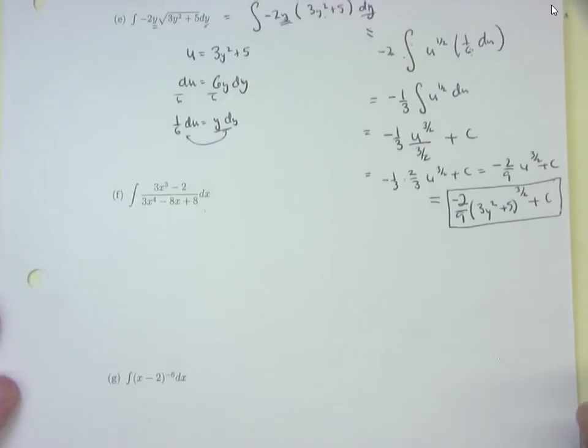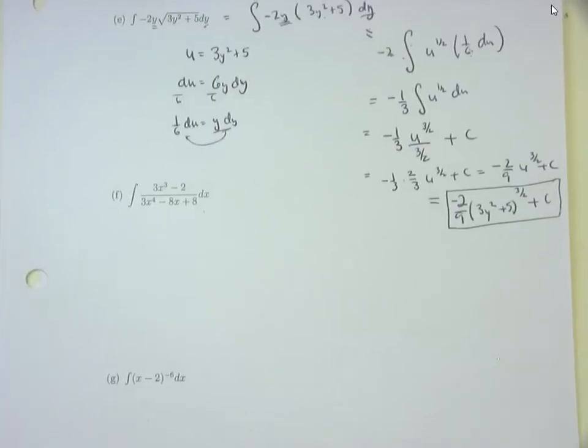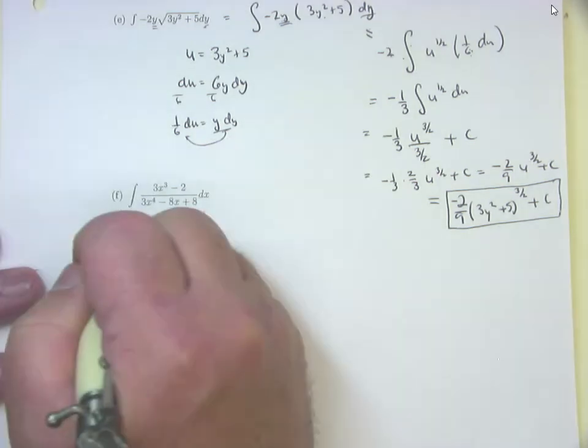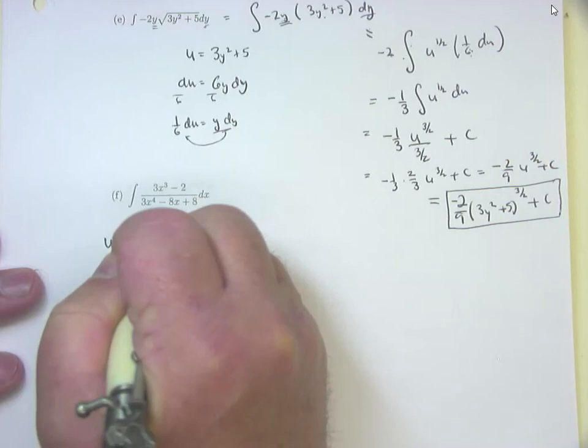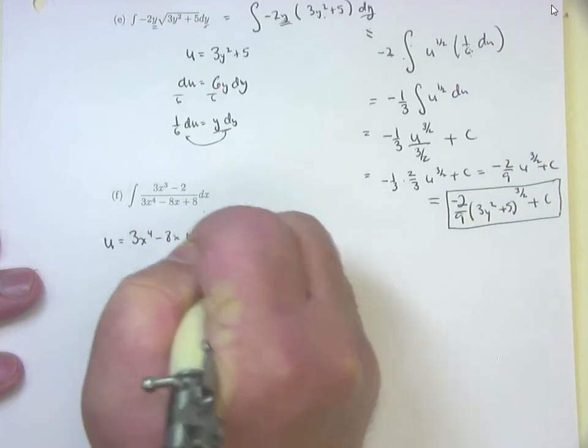Look at the next one. The integral of 3x cubed minus 2 divided by 3x to the 4th minus 8x plus 8 dx. Do you see parentheses in this problem? No. Do you see any exponents with an e on it? No. Do you see a fraction? Yeah. What are you going to let u equal to? The denominator. The denominator is 3x to the 4th minus 8x plus 8.